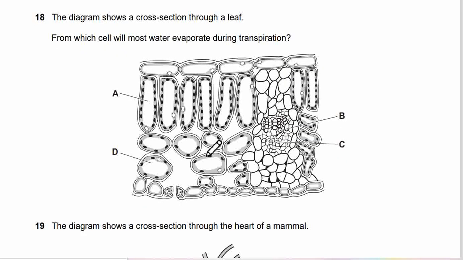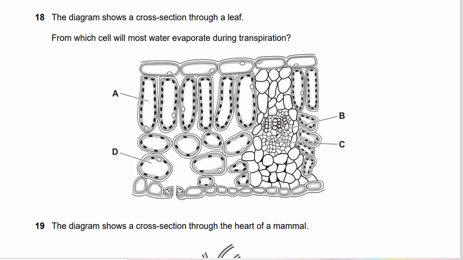Let's move on to question 18. The diagram shows a cross section through a leaf. From which cell will most water evaporate during transpiration? Transpiration will be through mesophyll cells, because mesophyll has air spaces that contain water vapor.